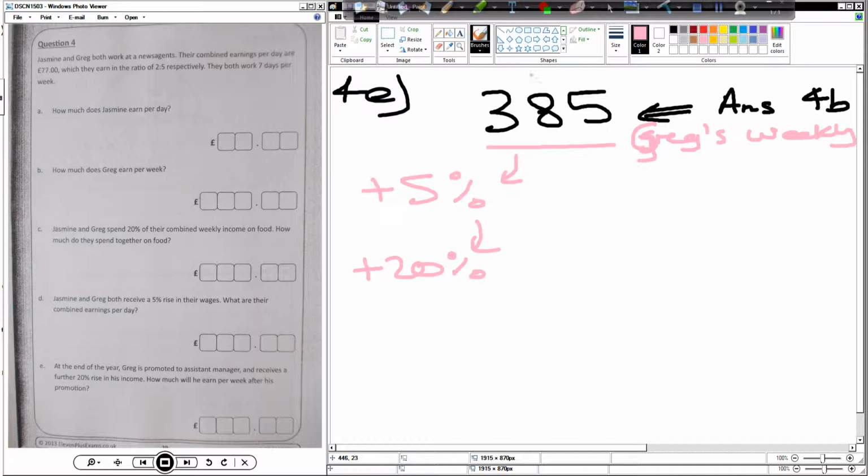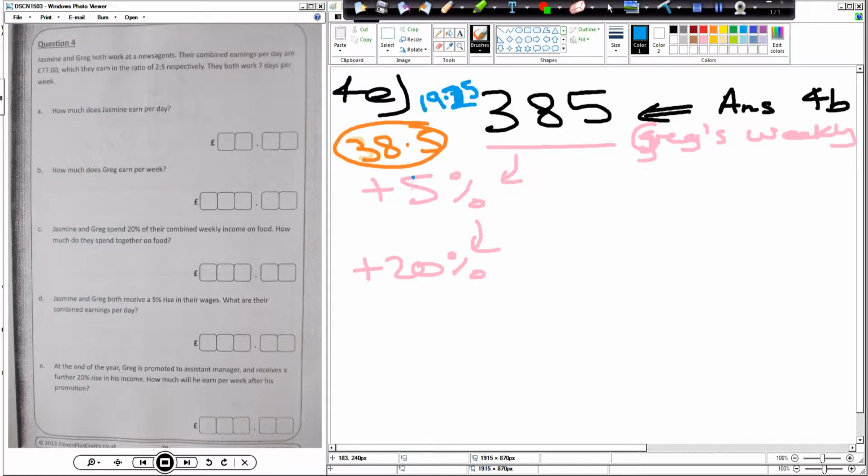So 385 add 5%. Well, what's 10%? 10% of 385 is nice and straightforward. 10% of 385 is £38.50. That's 10%. As we said before, we're going to work out 5% of this first. 10% is £38.50. 5% is half of that, which is £19.25. So £19.25 can go here.